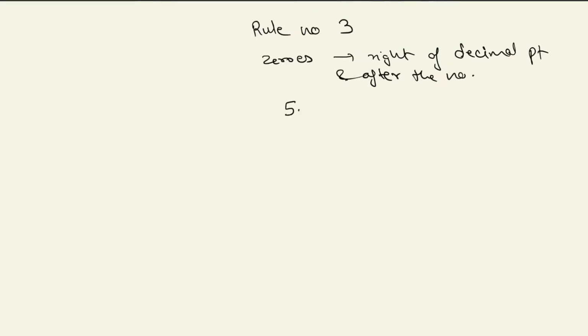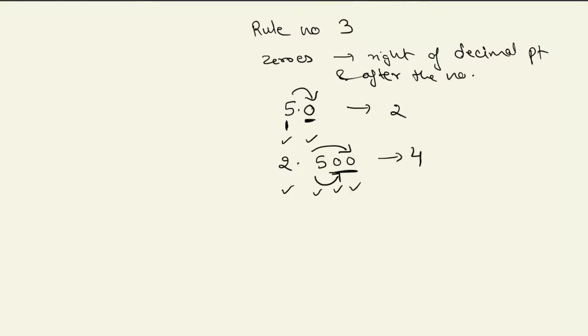If we say 5.0, here this 0 is to the right and it is after a particular number, so it will be counted as significant. So total number of significant figures in this will be 1, 2, that is 2. Let's take one more example, 2.500, zeros to the right and that too after the number, so they will be significant. So total number of significant figures will be 1, 2, 3, 4. So 4 is the answer.